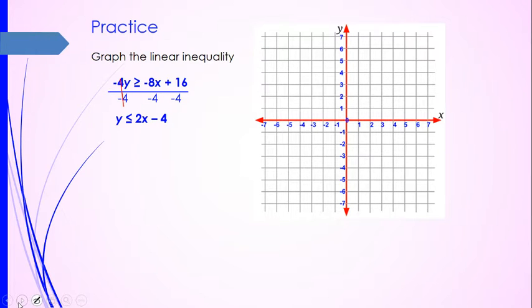Next, decide if the line should be solid or dashed. Remember, that solely depends on the inequality symbol itself. And since we have an or equal this time, it's going to be a solid line. Okay, so now we know the line should be solid.